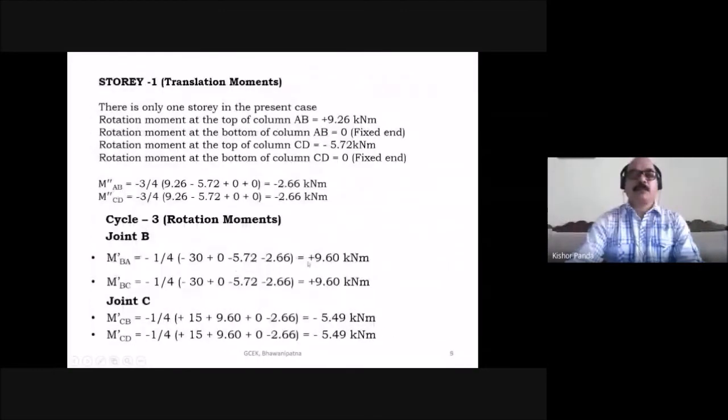Minus 2.66. So find out M dash BA. Similarly, you can find out M dash BC also. Minus 1/4, minus 30 plus 0, minus 5.72, minus 2. So this is also 9.60.